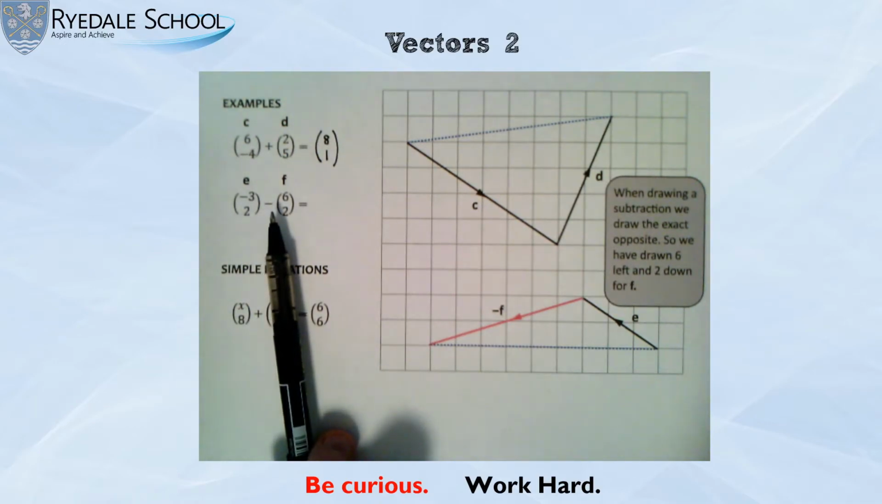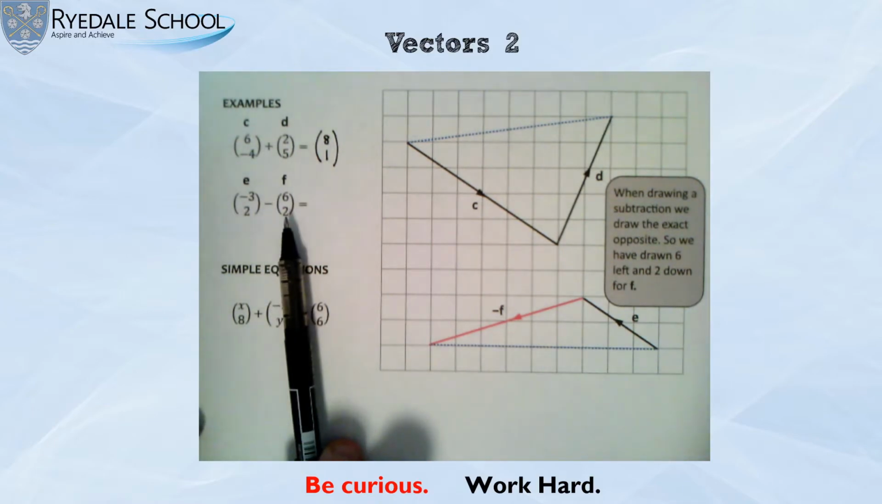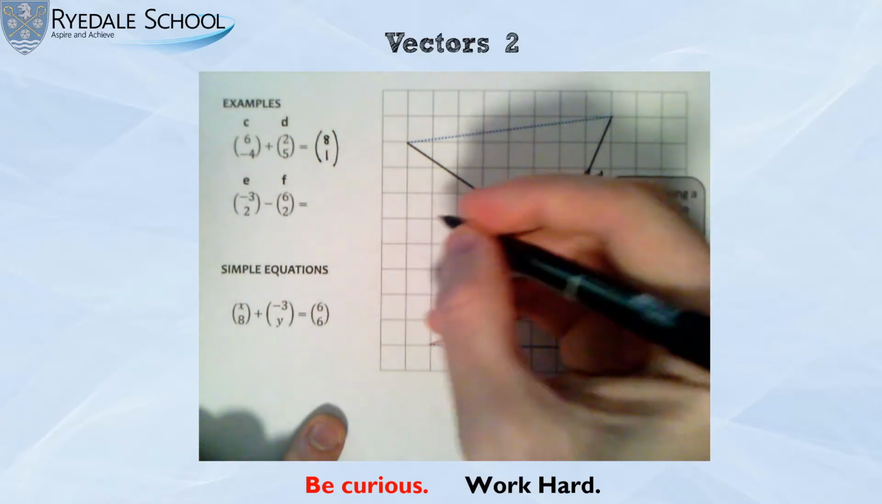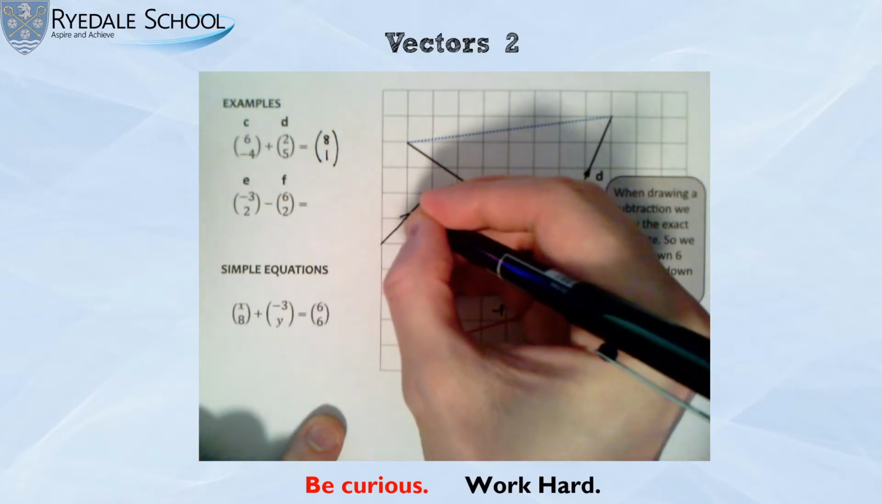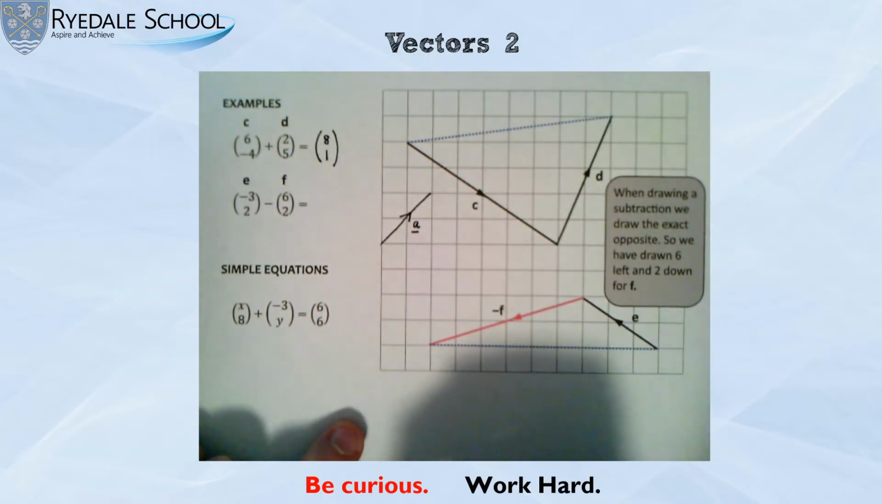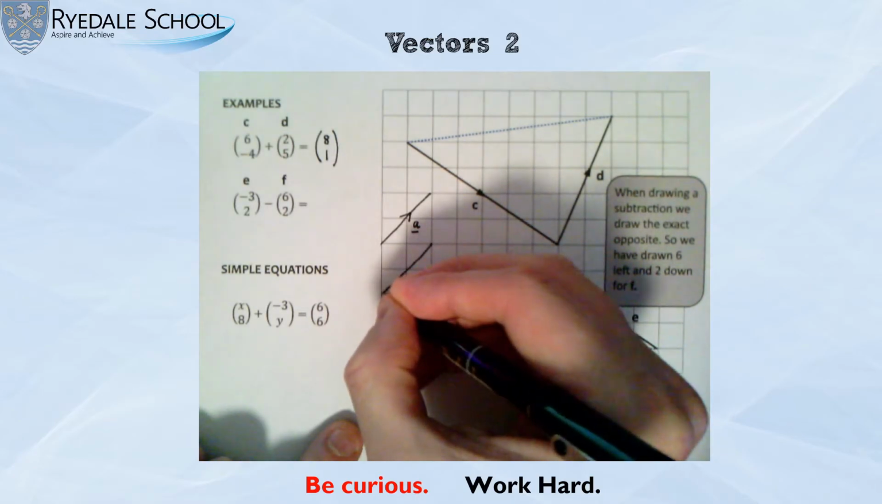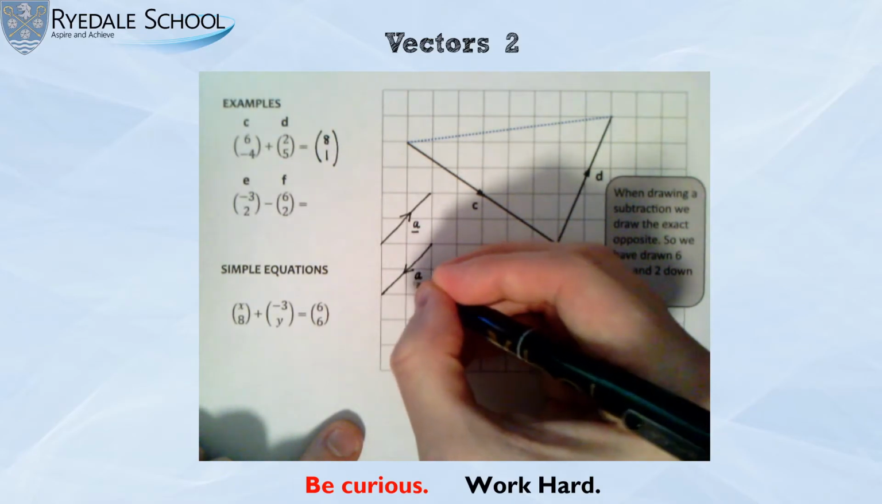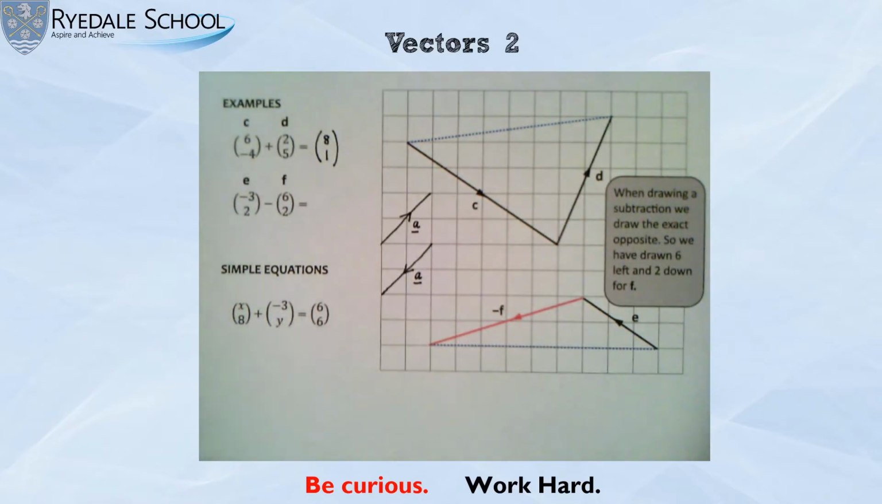Subtraction can be a little bit trickier. Okay? And the reason being, when you subtract a vector, it is like doing the same vector but in the opposite direction. So what I mean by that is if this was, say, vector A, then negative A would be the same vector but in the opposite direction. And you'll see how this works in a diagram in a moment.